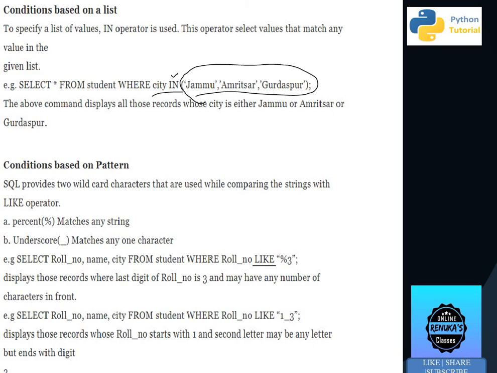Suppose we want to match multiple characters, then percent; a single character, then underscore. So where roll number like %3 means if the roll number ends with 3, before 3 there can be any number of digits. If it ends with 3, then it should be selected and the record should be displayed.